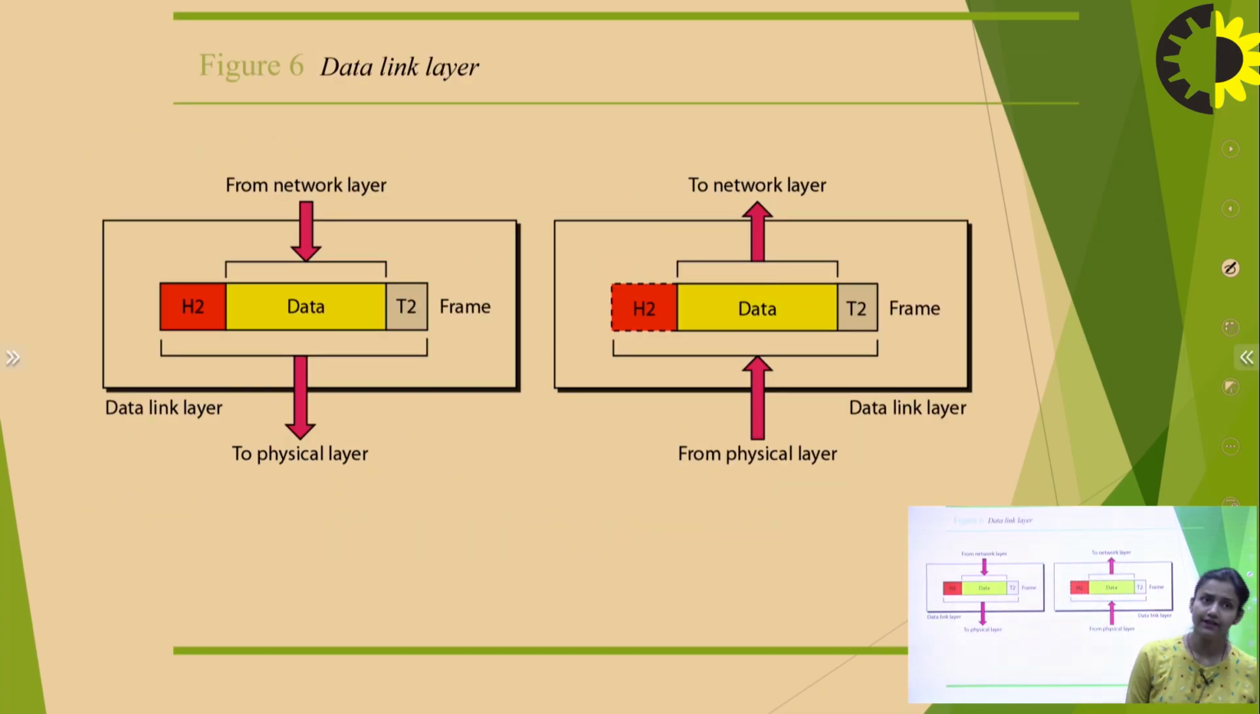Now the second layer is the data link layer. As you can see, in this layer the data is converted into frames. As I have told already, we are using some terms like nodes, hops, and frames so that we can easily distinguish between the layers. In this layer we use the term frame for the data. As you can see, there is H2 and T2, head and tail, that we add in the data link layer.